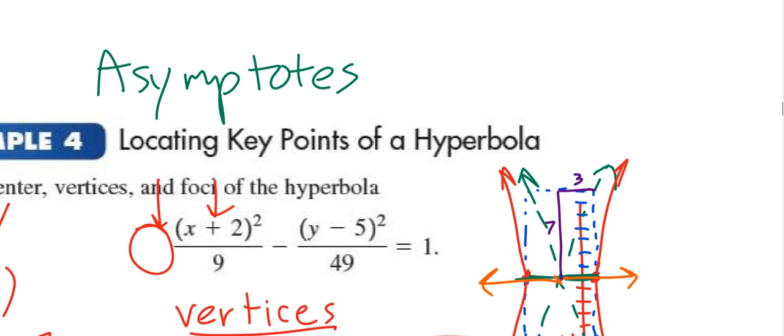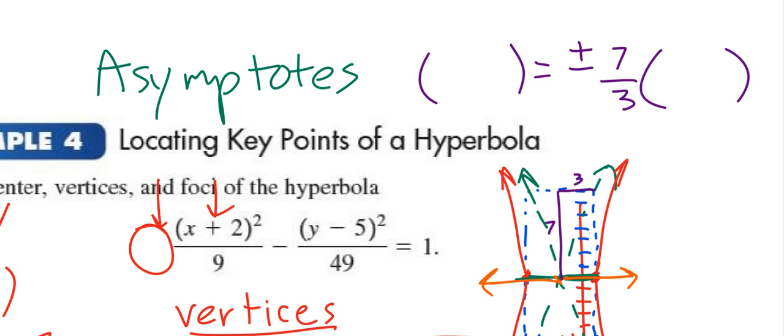So I know in my equation I'm going to have a positive and a negative 7/3. What do you think is going to go in these two parentheses? Y minus... y plus 5? Good try. Oh, it's a y minus 5 somewhere. And the x. Remember, you told me that there is one point that they both share in common. The center.